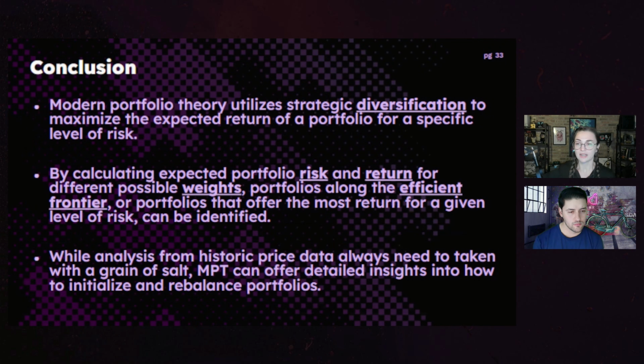And so while this analysis is done with historic price data, and you always need to take that with a grain of salt, it can still offer insights into how to actually set your weights, because that's a very difficult process. Figuring out what goes into a portfolio is hard enough, but now you've got to set weights for them. There are a bunch of different ways to do that. Modern portfolio theory is one of the foundational theories around how to do that. A lot of the methods have gotten better, have gotten cooler, because obviously there are some drawbacks with this that we haven't talked about, but it's still such a foundational theory that I thought it'd be cool to cover. So I hope you guys enjoyed that.